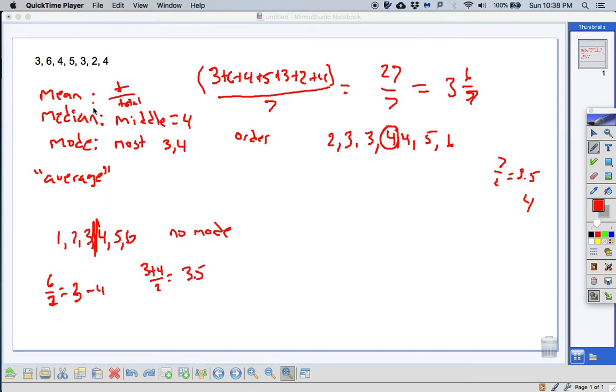So there you have it. You have mean, median, and mode. So let's look at some other vocab words that we need to learn. The next one is going to be IQR. And before you find the IQR, actually, let's go with a couple of easier ones first. We're going to do a 5-number summary.